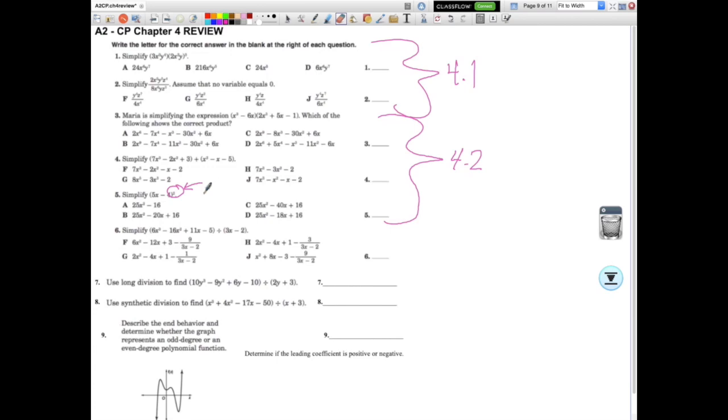That's section 4.2. Now I do want to point out this just means that you are doing 5x minus 4 times itself, right? If something is squared and it's a binomial, you have to times it by itself. So it's going to be times 5x minus 4. And then you'll double distribute that.